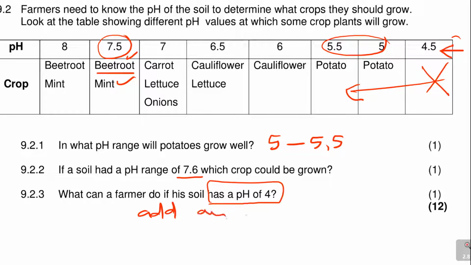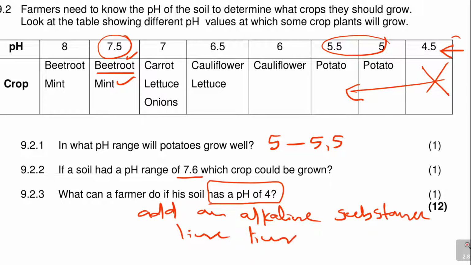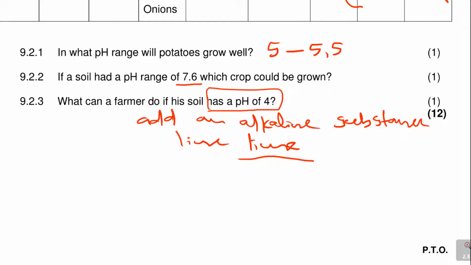Add an alkaline substance. Like what? Like lime. Lime is the most common one. From limestone. Lime is alkaline. Then it will make this pH start becoming higher, 5, 5.5 and stuff like that. Alright, so that is that part.